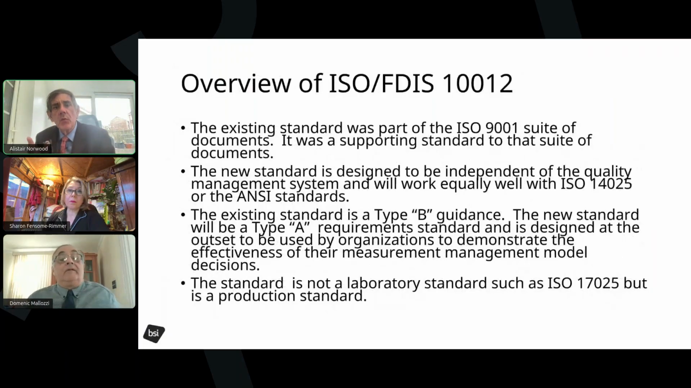So the standard was part of 9001. It was a support standard, and now it's been made a type A standard, which means you can be audited, you can be held accountable against it. So when you're audited, people can say, how are you fulfilling it? Whereas before it was, well, are you fulfilling 9001? Are you doing this sub stuff? It's a standard complete on its own. It's a type A standard.